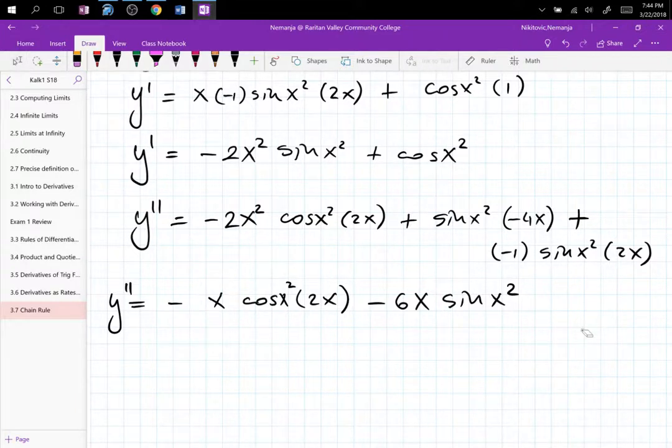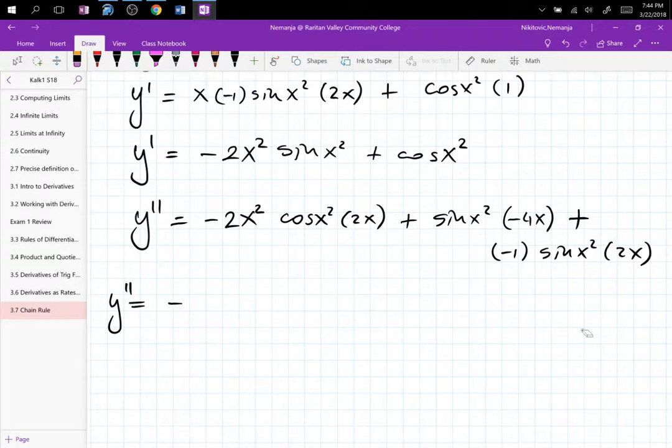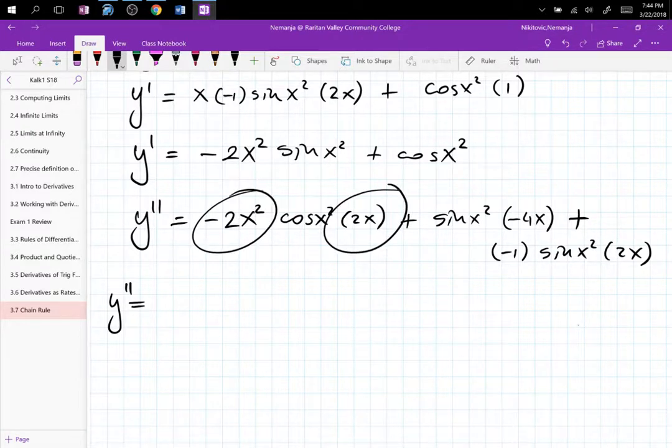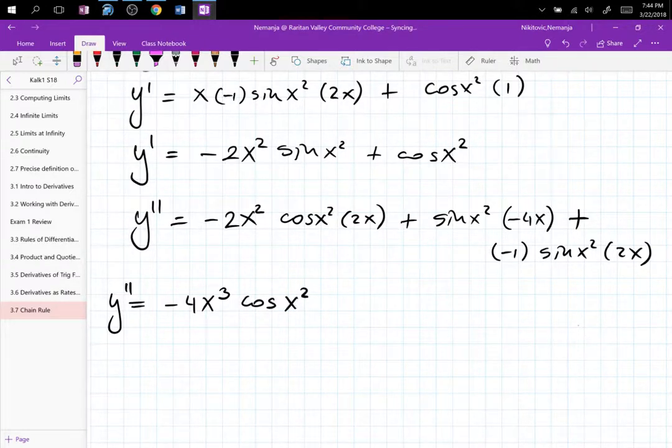Hold on, I don't like this. The first term has this times this. So that's negative 4x cubed cosine x squared. There we go. Much better. And now we have minus 4x and minus 2x is minus 6x sine x squared. There we go. Much better.